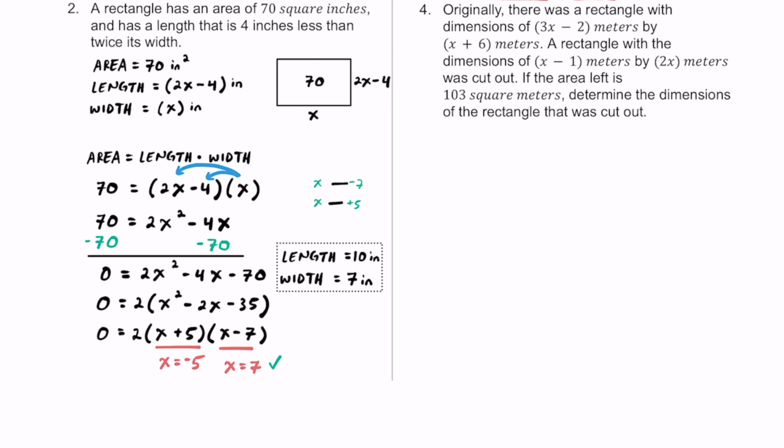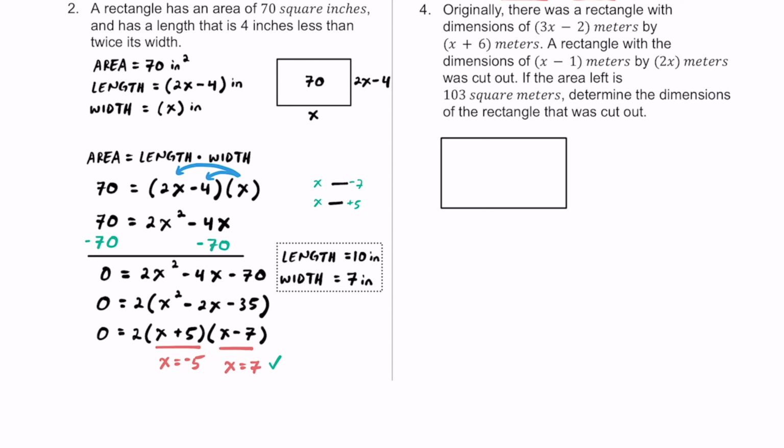For number 4, originally there was a rectangle with dimensions of 3x minus 2 meters by x plus 6 meters. Then a rectangle with the dimensions of x minus 1 meters by 2x meters was cut out from this rectangle. We're trying to take a look at the area that is left over. That area left over after cutting out that smaller rectangle is 103 square meters. We're going to find the dimensions of the smaller rectangle that was cut out from the big rectangle. For this one, maybe let's start with drawing a picture first.